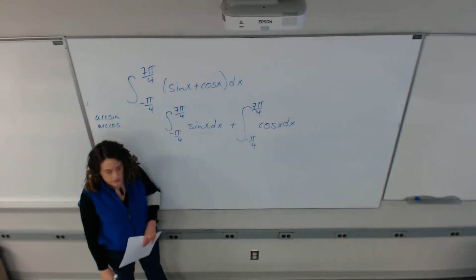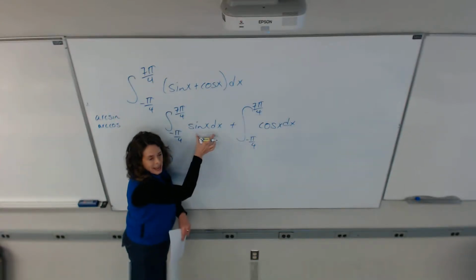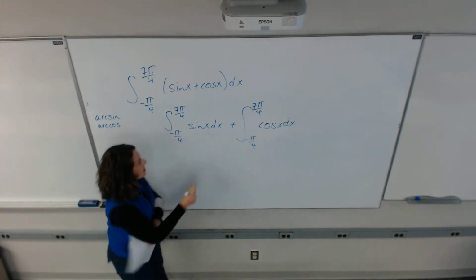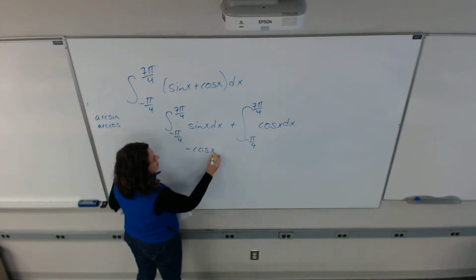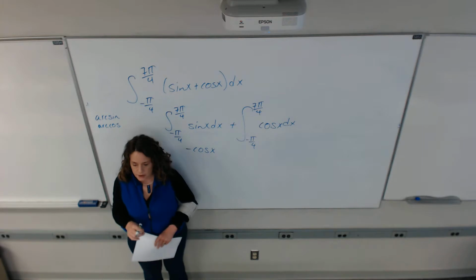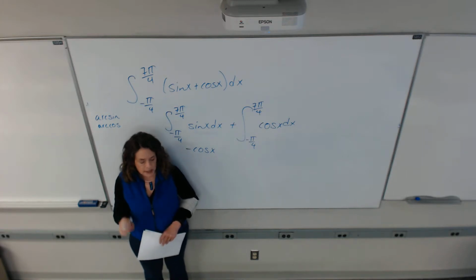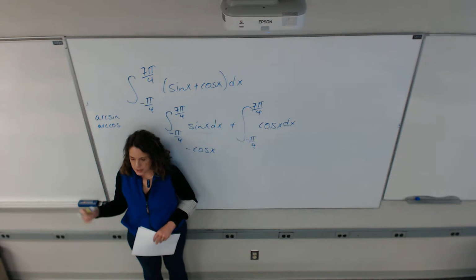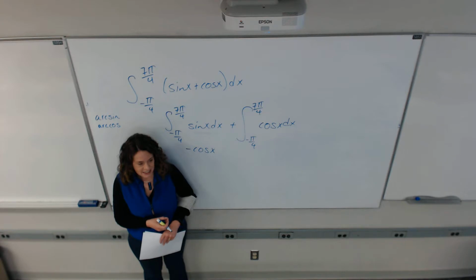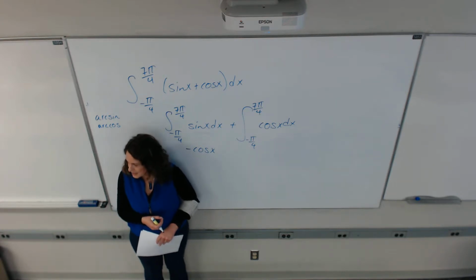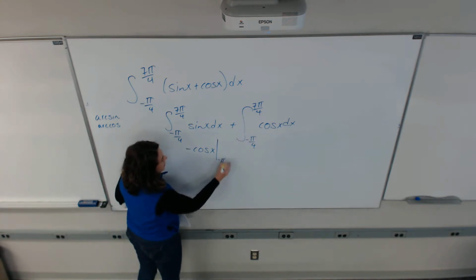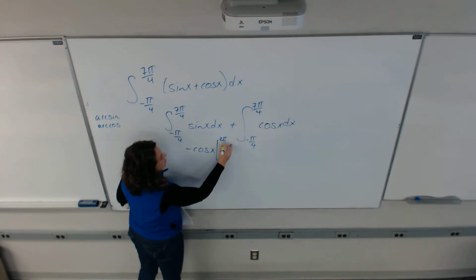So we're going to split it. What is the antiderivative of sine? Negative cosine. So you're going to write negative cosine of x. I can choose any antiderivative I want. I could choose negative cosine of x plus pi, negative cosine of x plus 4, negative cosine of x plus 3, negative cosine of x minus 5. Which one am I going to choose? Negative cosine of x plus nothing, right? That makes it easier. And I'm going to evaluate this between negative pi over 4 and 7 pi over 4.